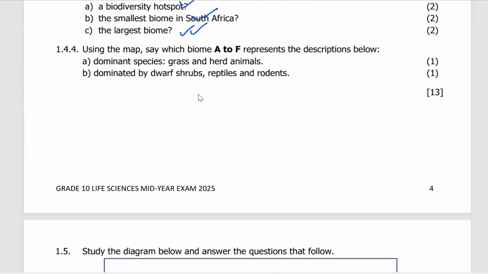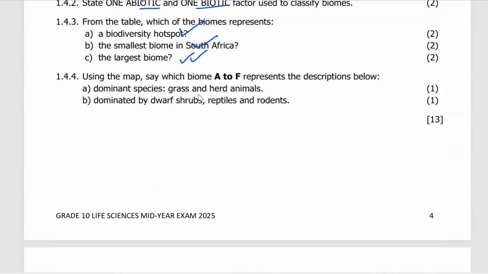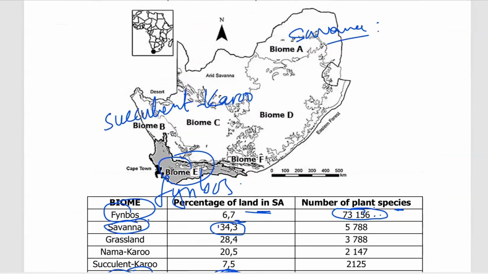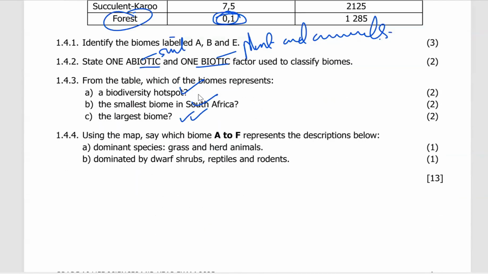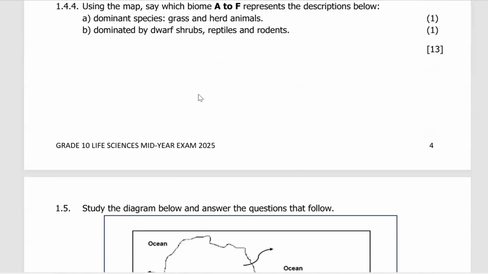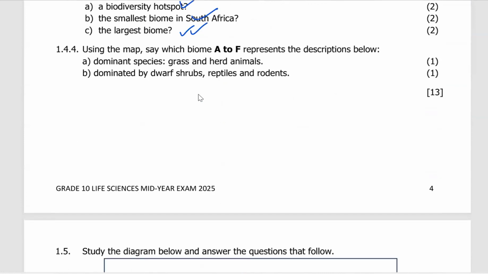Then you're saying that using the map, which biome A to F represents the description below. Dominant species, grass, herd animals. Which biome is that? Dominant species, which is grass, so it is biome D. Yes, and then they are saying that it is dominated by dwarf shrubs, reptiles, and rodents. So where do we find rodents? We usually find rodents in this biome. So now I think there you get those marks.